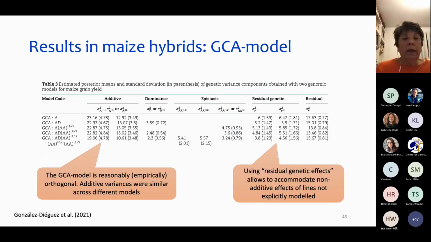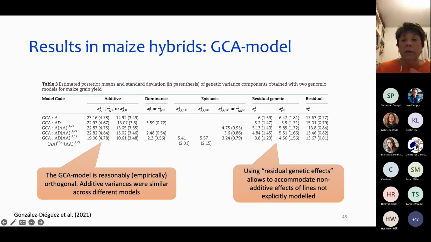Okay, so what we did, we looked at the different variance components, the additive and the dominance and the epistasis, and we see that this GCA model is reasonably orthogonal, and it's empirical because you see that we have more or less the same estimation for the additive variance. So these additive variances were very similar across the different models. The difference in the models is that we added more and more effects, and it was the same for the additive variance in the second population.